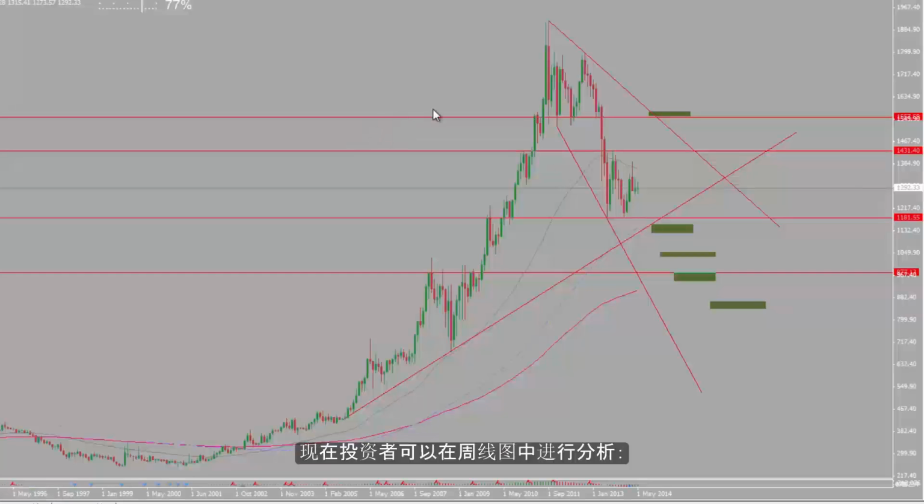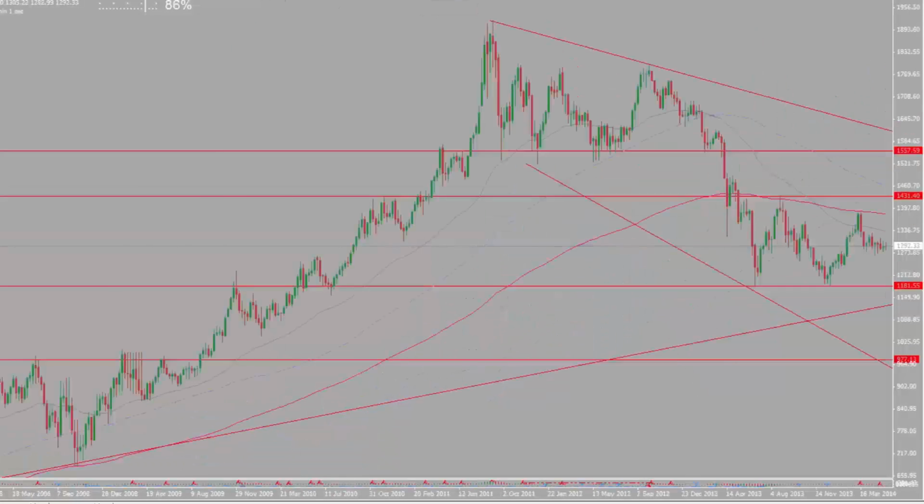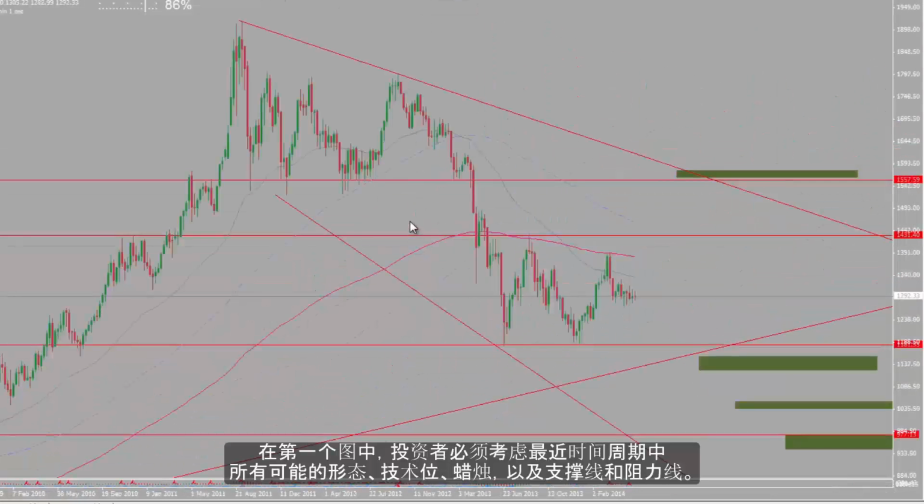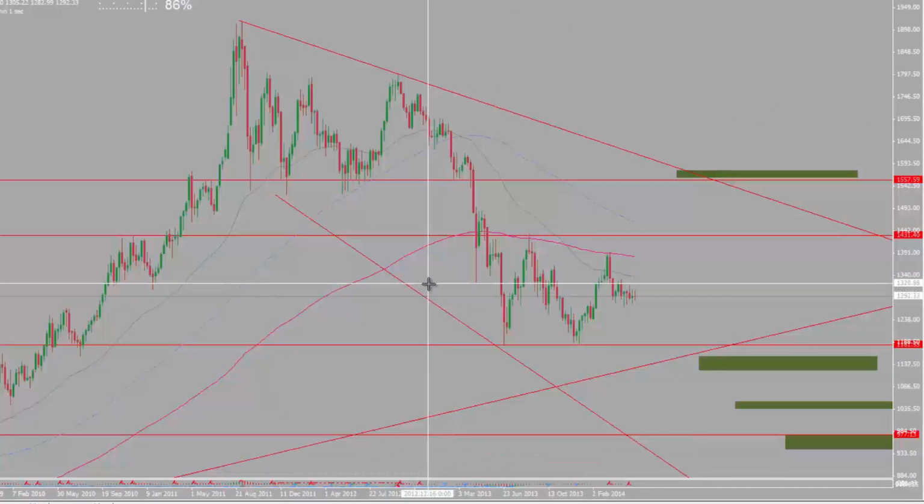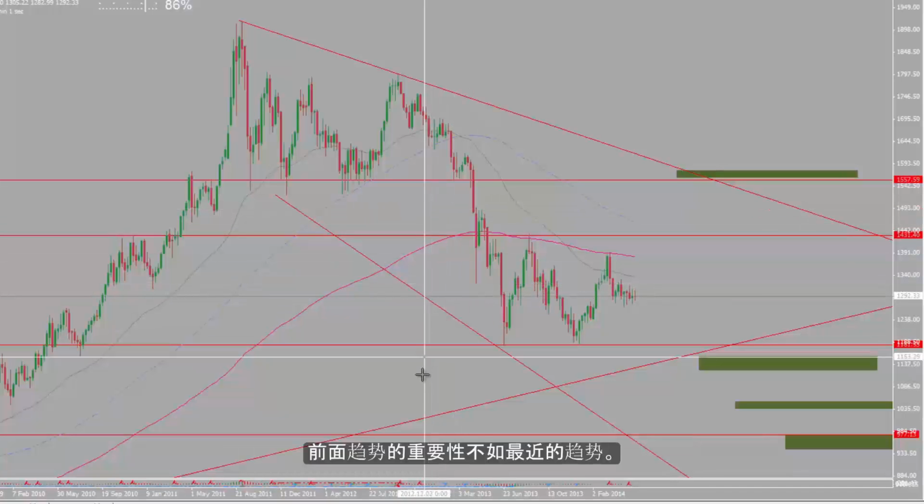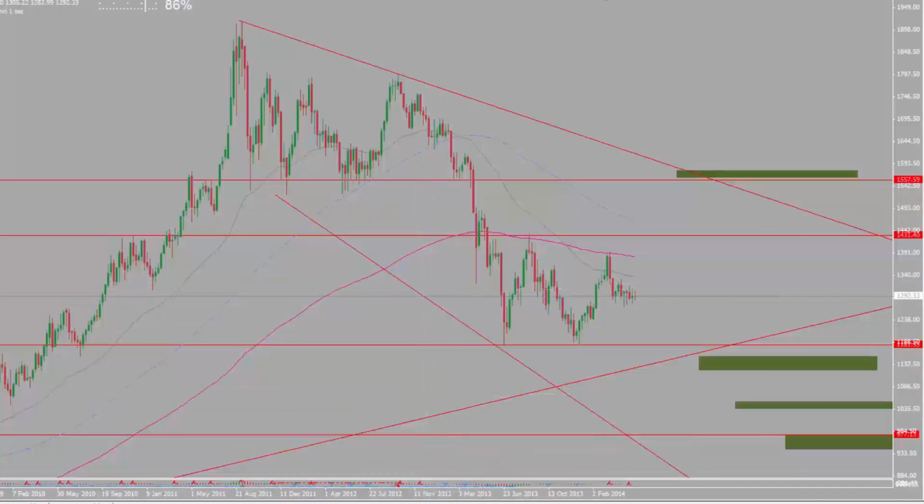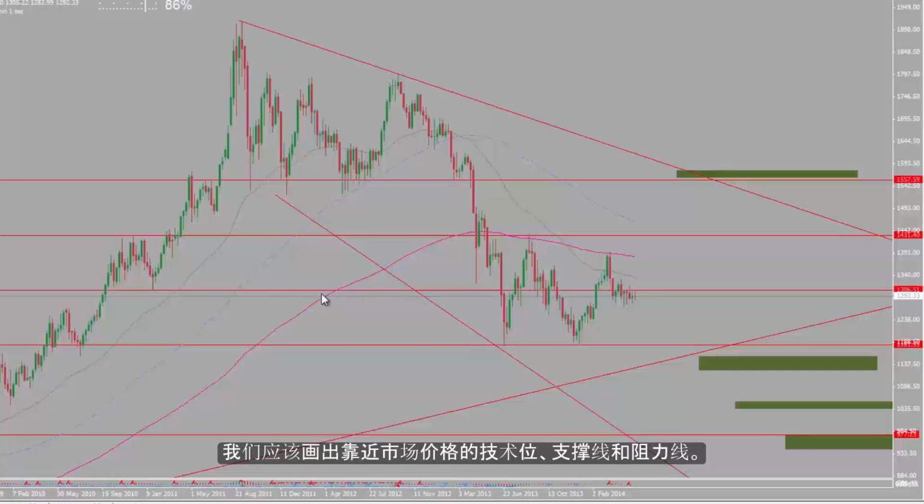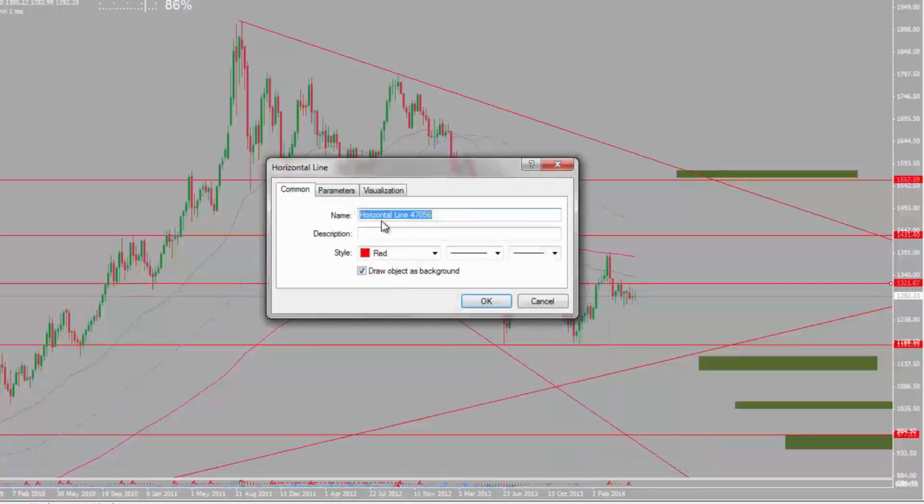Now, a trader can analyze in a weekly time frame. On the first chart, a trader can consider all possible patterns, levels, candles, support and resistance lines in the latest time frames. Previous trends and movements are not as important as the latest trends. Levels and support and resistance lines that are close to the market price should be drawn.